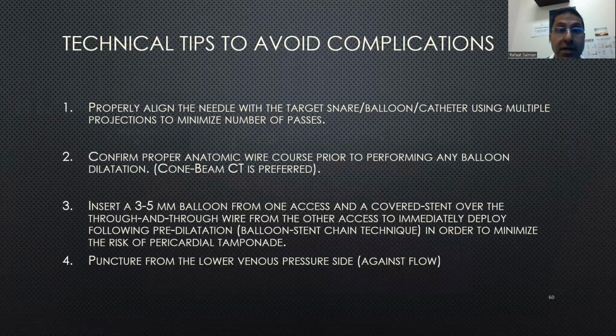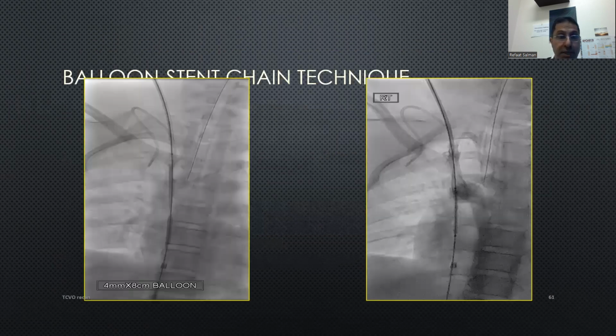So technical tips to avoid complications are proper alignment of your needle with the target, balloon, catheter, or snare, using multiple projections. If you are able to use a cone beam CT, use it to see the anatomy very well. Insert a balloon, as I mentioned, from one axis and a covered stent from the other axis in order to act quickly, and puncture from the lower pressure side against the flow. Here is, again, the demonstration of the balloon from one side and the stent from the other side.